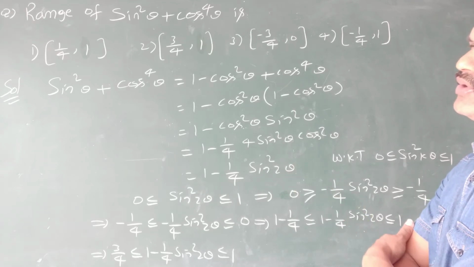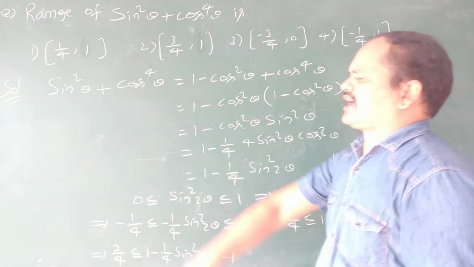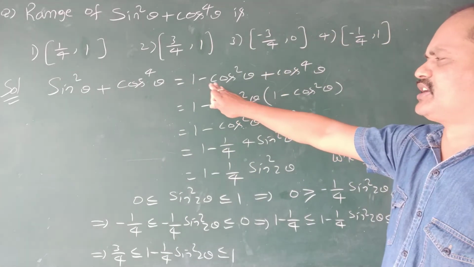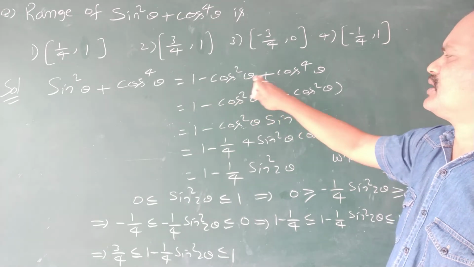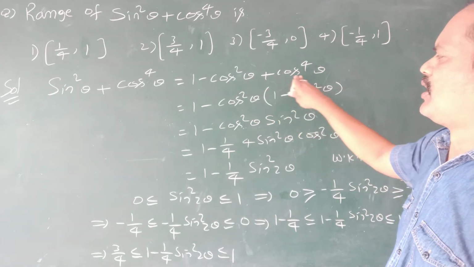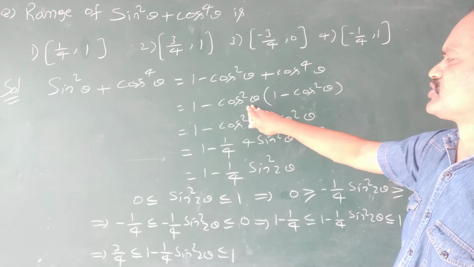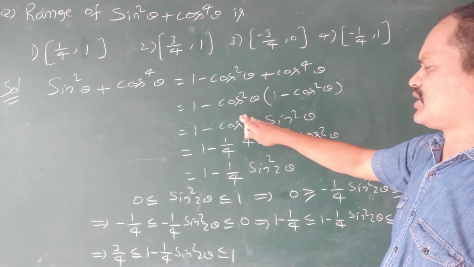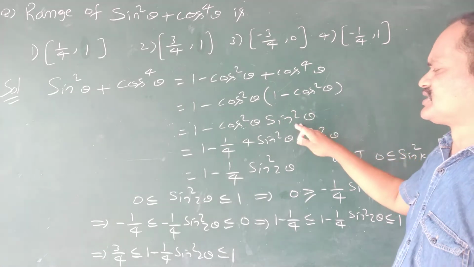Now take the expression sine square theta plus cos power 4 theta. Using the identity, sine square theta is 1 minus cos square theta, so we have 1 minus cos square theta plus cos power 4 theta. We have to take common minus cos square theta from these two, so remaining 1 minus cos square theta. That's why here it is cos square theta. 1 minus cos square theta is nothing but sine square theta.